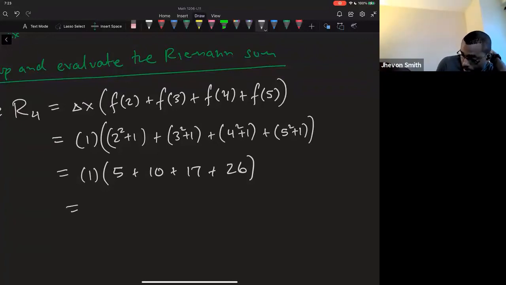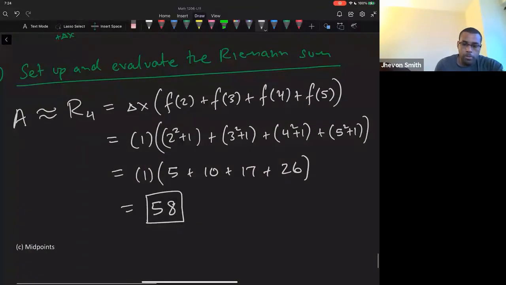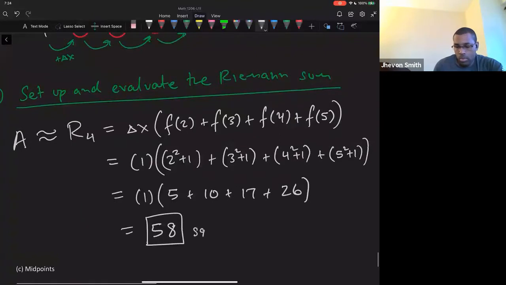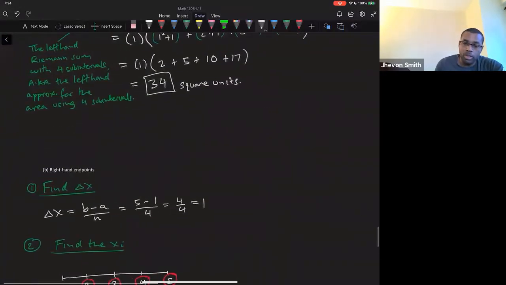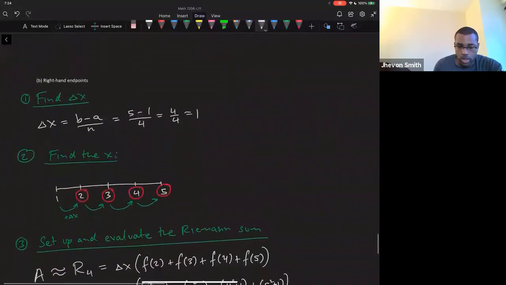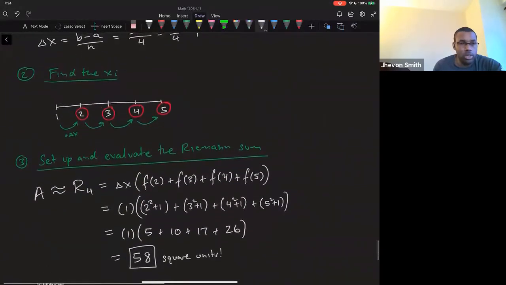That's 15 plus 17 is 32, plus 26, that's 58. (Not 34; 34 was the answer to the last one.) And that's the right-hand approximation. Notice that it's bigger than the left-hand approximation. The left-hand estimate was 34 square units. The right-hand was 58 square units.